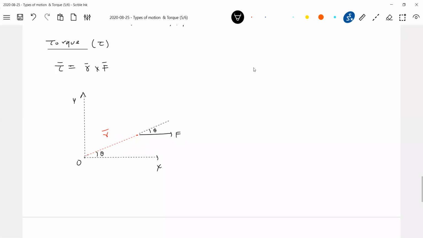How is the force acting? Along the x-axis. What about R bar? We can define the position vector as R bar equal to R cos theta i cap plus R sin theta j cap. Let me go for R bar cross F bar.